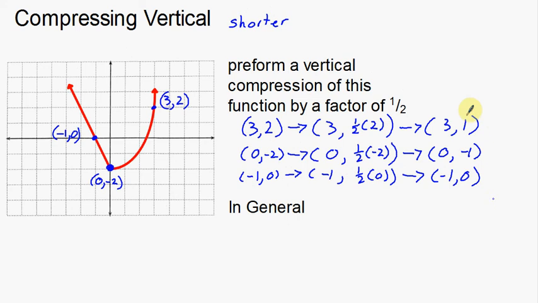So now these are my three new points that I'm going to use to graph to show what it looks like when I compress a function vertically. My three new points are (3, 1), (0, -1), and (-1, 0). So actually that point right there stayed the same. Looking through the compression, the stretching, the horizontal and the vertical, all the different combinations, there are a lot of points that actually stay put.